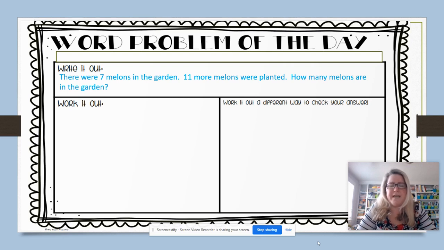I'm going to read it one more time for you. There were 7 melons in the garden. 11 more melons were planted. How many melons are in the garden?